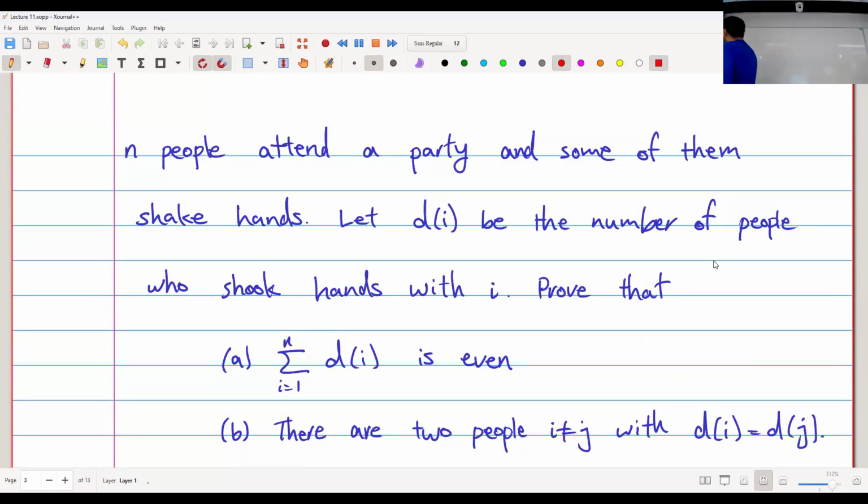We want to prove 2 things. And actually, the second one is where I'm going to use Pigeonhole, but the first one is something we need in the future sessions. So the first thing I want to prove is that if I take the sum of all the D_i's, that sum is even. So I go around, I ask everyone, how many times have you shaken hands? I sum up these numbers, the sum has to be even. Why is that?